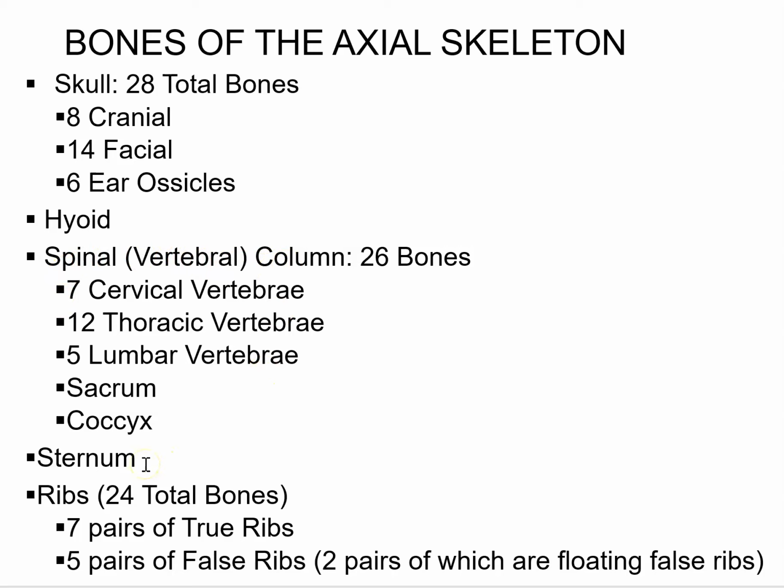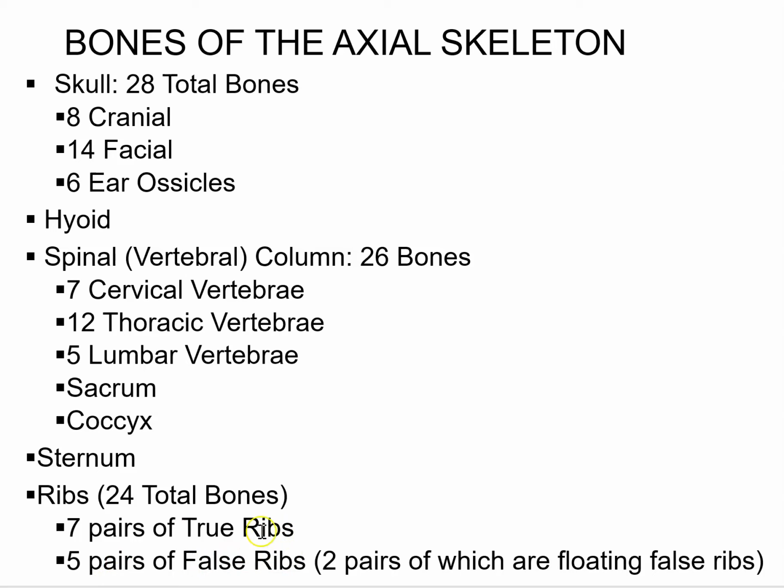There is a sternum. The sternum is what we would commonly call someone's breastbone. And then we have 28 total bones that make up ribs. There are 12 pairs of ribs. There are 7 pairs of what are called true ribs, and true ribs are named such because of their connection to the sternum, which is different from the same connection that the false ribs have to the sternum.